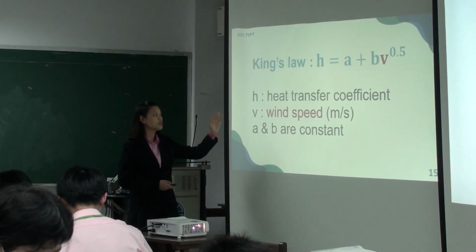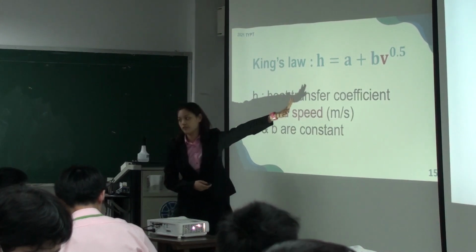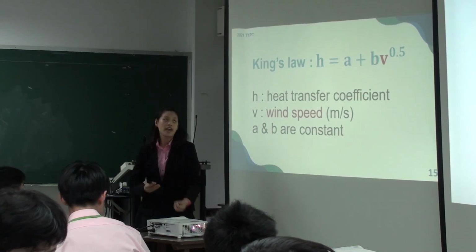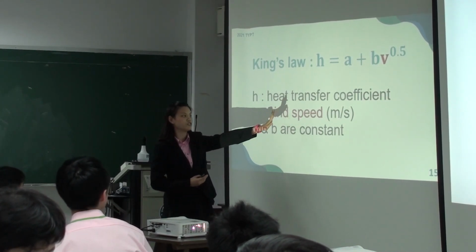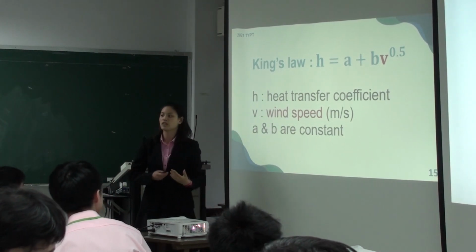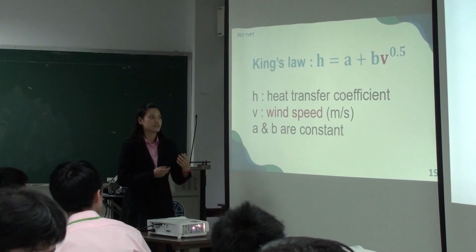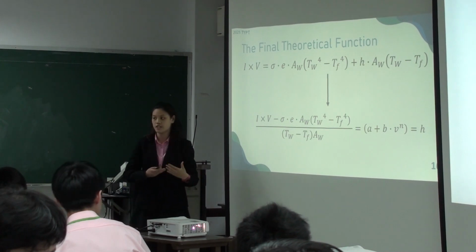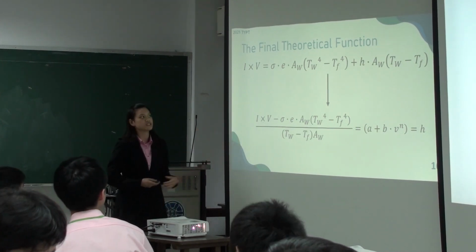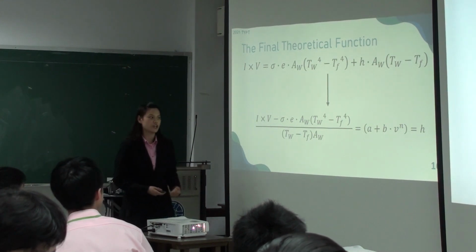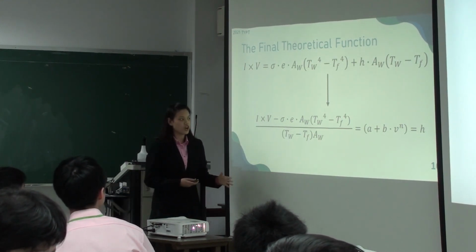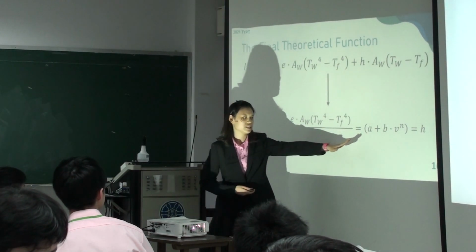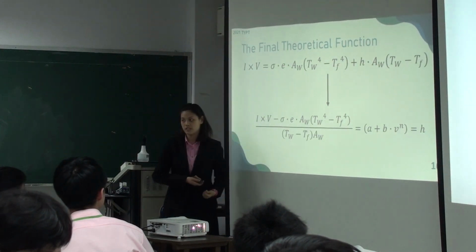I have mentioned the heat transfer coefficient, so how do we combine the wind speed and the heat transfer mechanism together? We have to use King's law, which says the heat transfer coefficient equals constant A plus constant B multiplied by the wind speed to the half power. So then we can transform our heat transfer mechanism into this formula. This is our final theoretical function. Later, we will use this function to make a graph to understand the relationship between the thermal dissipation and King's law, which is the wind speed relation.